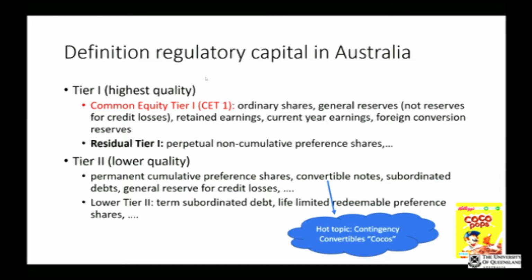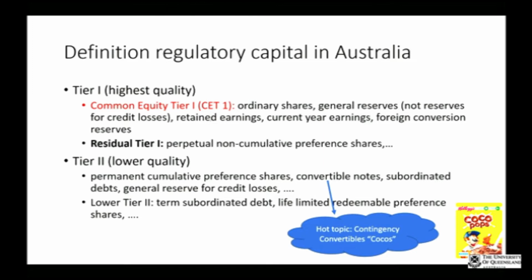So now the next step is we have to distinguish between different types of capital. Up to now I always said net worth, equity, capital, all the same. By and large, as a simplification, I think that's okay. But if you look at regulation, unfortunately, we have to distinguish between so-called Tier 1, and Tier 1 is distinguished between common equity Tier 1, residual Tier 1, and also Tier 2.